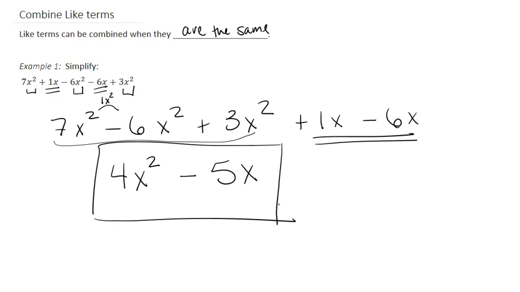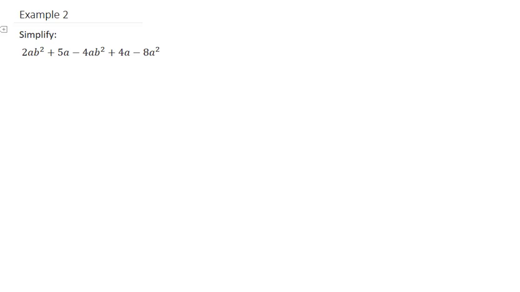Now let's do another example. Example 2. Simplify the following. We have 2ab squared plus 5a minus 4ab squared plus 4a minus 8a squared. Now we need to add what are similar, or combine, as in it could be add or subtract.